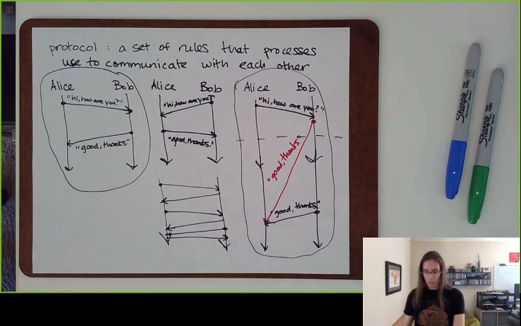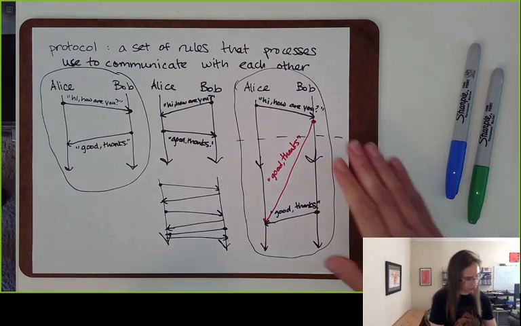And what you can do, though, is draw a diagram that characterizes a violation of the protocol. So here's a violation of the protocol.